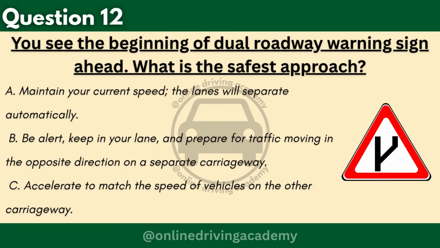Question 12. You see the beginning of a dual roadway warning sign ahead. What is the safest approach? Is it option A, maintain your current speed, the lanes will separate automatically? Is it option B, be alert, keep in your lane and be prepared for moving traffic in the opposite direction on a separate carriageway? Or is it option C, accelerate to match the speed of the vehicles on the other carriageway? Now obviously you will need to always be alert, you need to keep in your lane, and you need to prepare for traffic moving in the opposite direction on a separate carriageway. Therefore option B would be our correct answer.